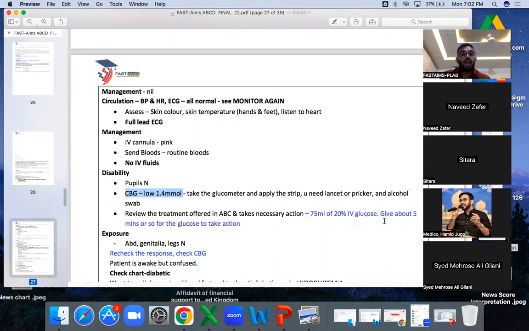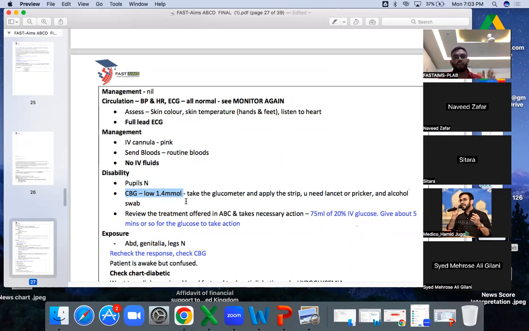This you need to learn. And after 5 minutes, you need to repeat the glucose test. If it is low, you need to repeat this again. This is the clue. Giving glucose, doing test, giving glucose, repeating test, giving glucose. This is important. They want to check whether you are aware of those steps or not. Everything else is all right. No breathing problem, no circulation problem.